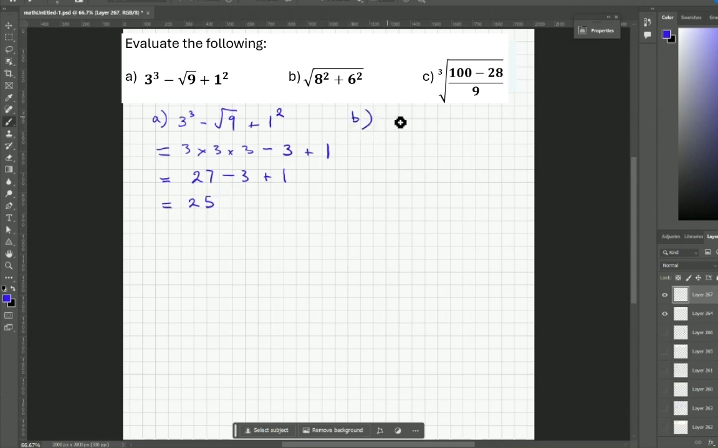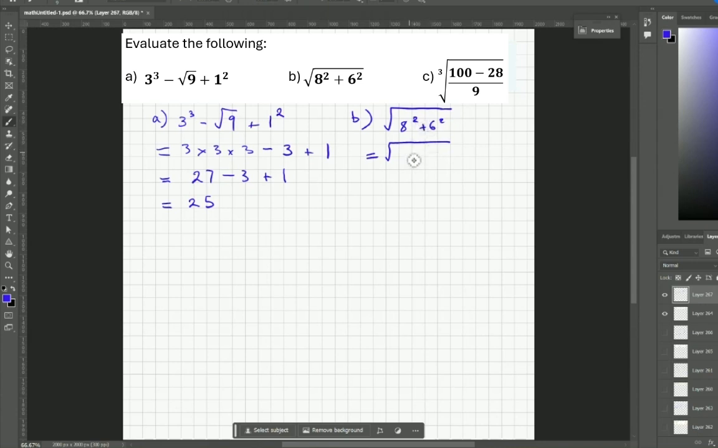Let's look at B. We have the square root of 8 squared plus 6 squared. Okay, well, before we can do a square root, it's important to remember that everything under the square root has to be resolved first. We have to evaluate everything under the square root. We can't treat them like brackets.